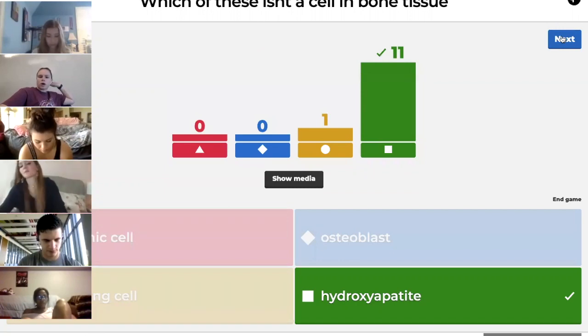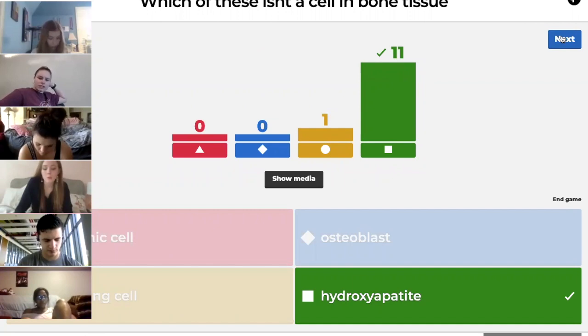Okay, cool. So hydroxyapatite is part of the inorganic portion of the bone. Okay, it's part of the salts and minerals that are deposited in the bone. So it's not a cell.